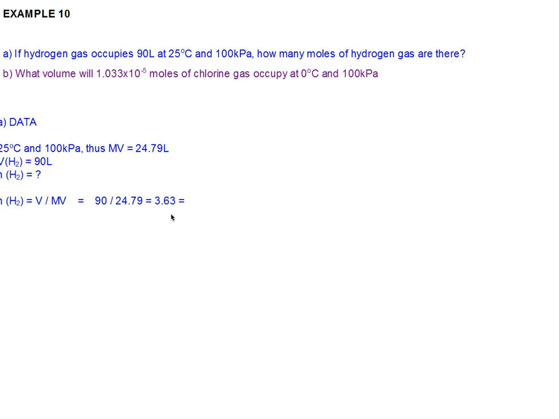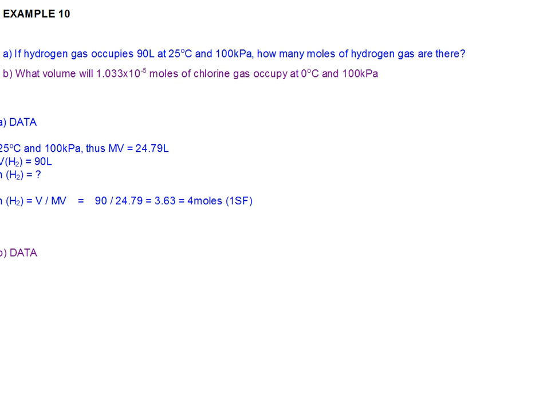I'm going to come back here now and check my significant figures in the question. These two numbers here are considered like exact numbers. They're actually not part of the calculation. I didn't use 25 and I didn't use 100 anywhere in my actual calculation. The numbers I did use in my calculation were 24.79 with 4 significant figures, and 90, which only has 1 significant figure. So therefore my answer should have 1 significant figure. So rather than saying 3.63 moles, I have to say 4 moles to 1 significant figure.